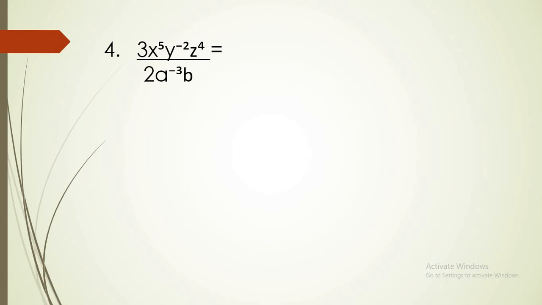Alright? The last example here, we have 3x raised to 5, y raised to negative 2, and z raised to 4, all over 2a raised to negative 3 and b. So if you notice, we have the positive exponent, which is 3x raised to 5 and z raised to 4 in the numerator. And in the denominator, we have 2 and b. So all of them will remain in their position from numerator and denominator. Then y raised to negative 2 will inverse, and it will be in the denominator, and a raised to negative 3 will inverse, and it will be in the numerator.